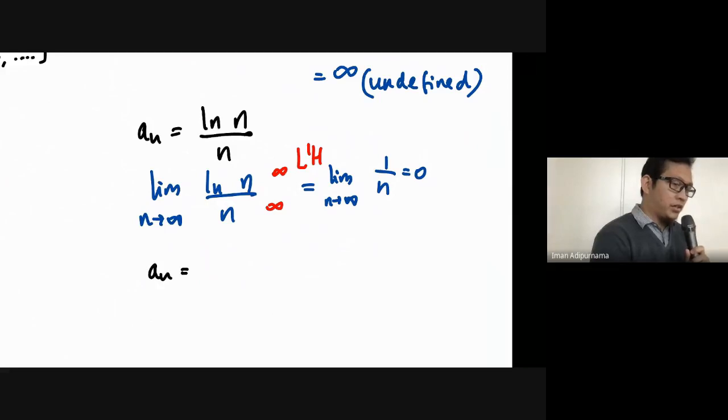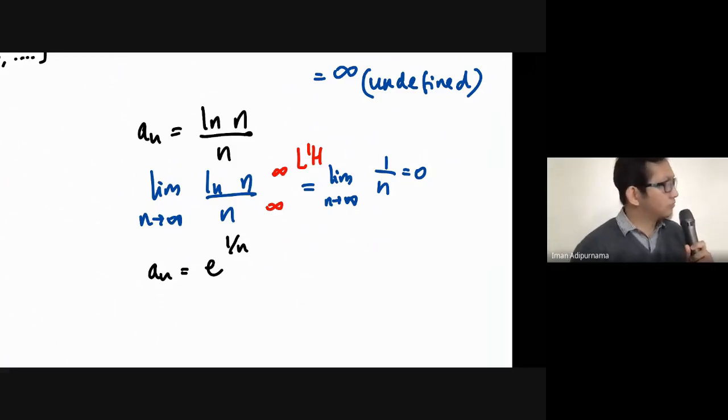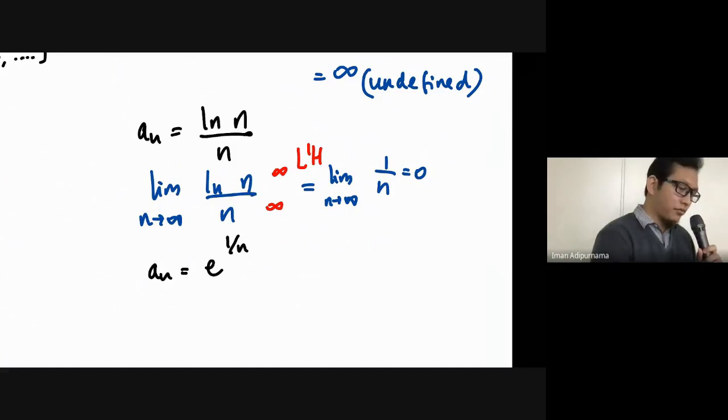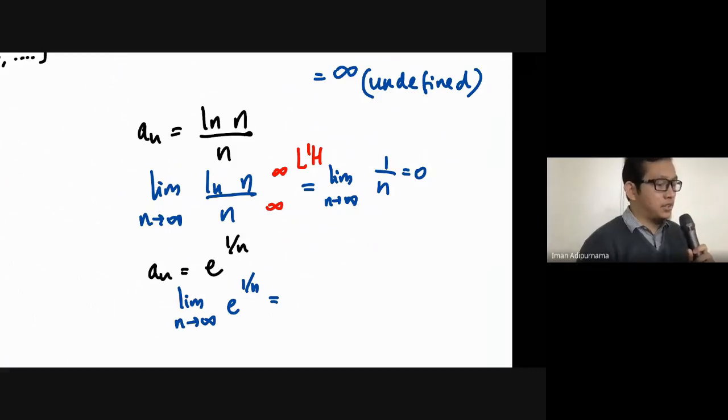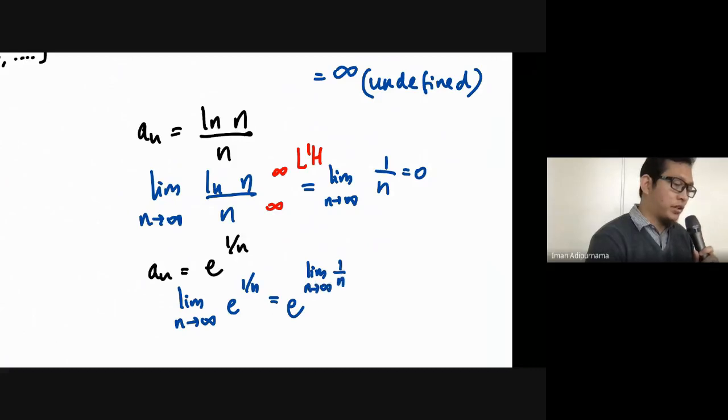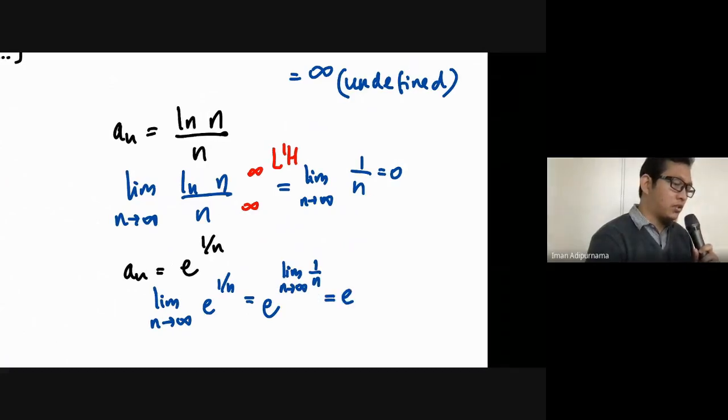And if you have a_n is e to the power of 1 over n, we can write the limit as n approaches infinity, and then write e with the power of 1 over n. Because it's happening only in the power form, we can move the limit and write e with the power of the limit as n approaches infinity of 1 over n. So it will be e to the power of 0, which is 1.